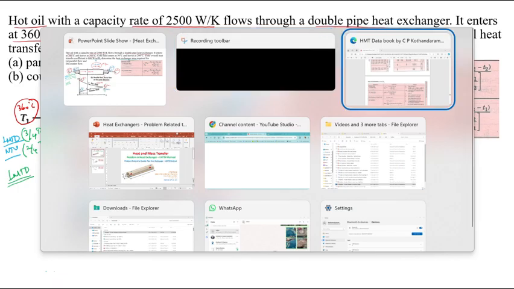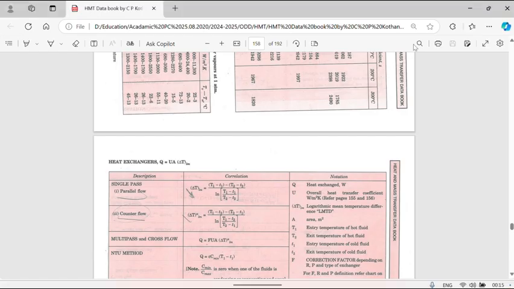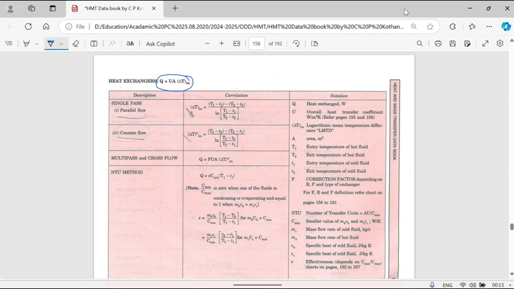Listen, data book for heat exchanger area calculations. Here, in the heat exchanger, Q is equal to UA delta T Lm. For a single pass parallel flow, U is the overall heat transfer coefficient, A is the surface area, and delta T Lm is the log mean temperature difference. The same delta T Lm is given for the counterflow. We copy this and paste it in the presentation for our convenience.